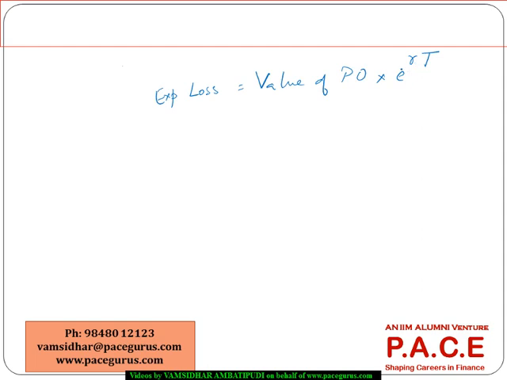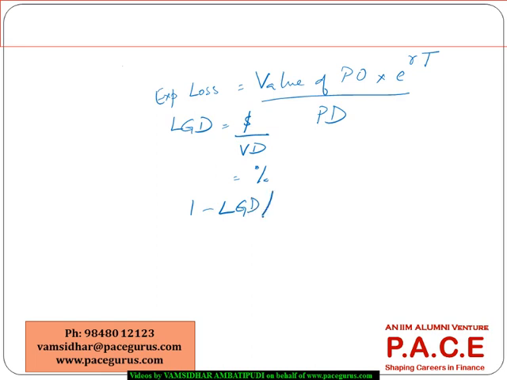I mean, at that point in time in future, what is the expected loss? This expected loss divided by the probability of default is what gives me the loss given default in terms of dollar value. And this divided by the actual value of debt will give me the loss given default in percentage terms. And 1 minus loss given default in percentage terms is going to give me the recovery rate.